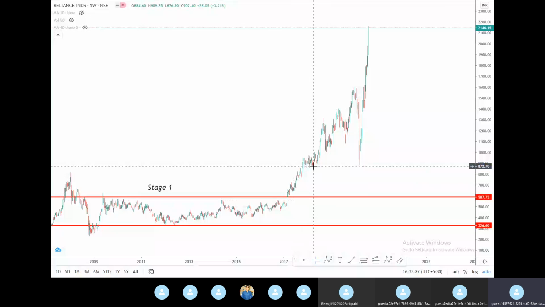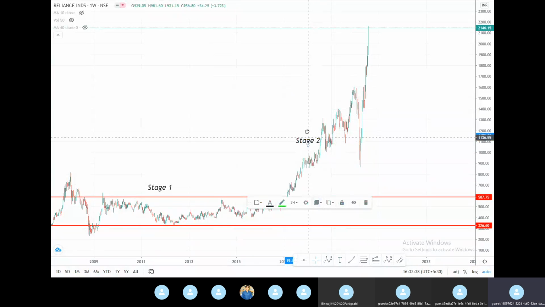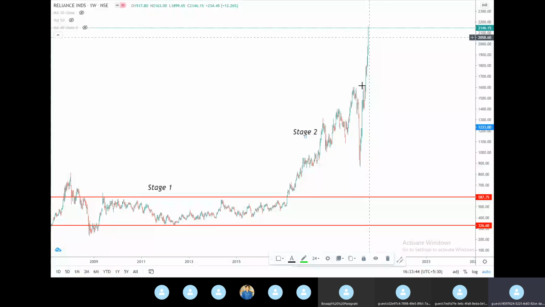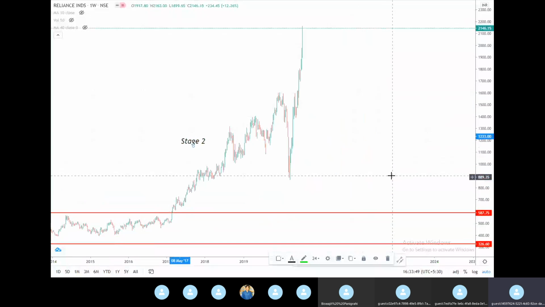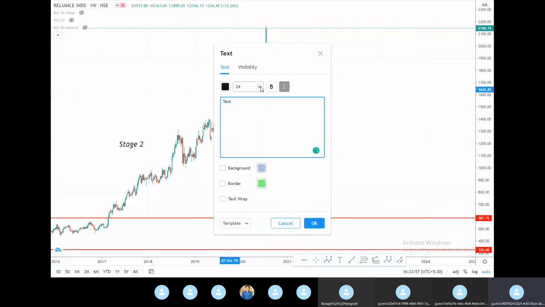Then the market zoomed up. What happened here? This is called stage 2. And it is still in the stage 2 phase. There was a slight decline here, which we can also say is a part of stage 3. So let's say this is a part of stage 3.